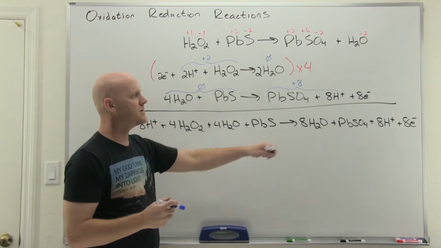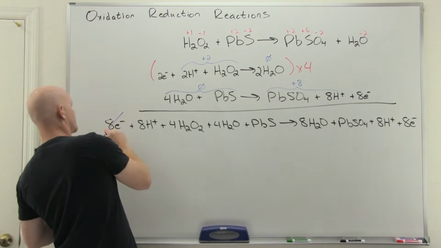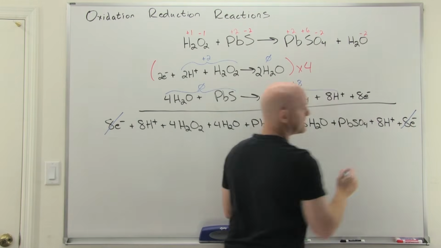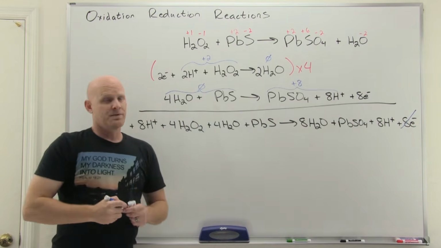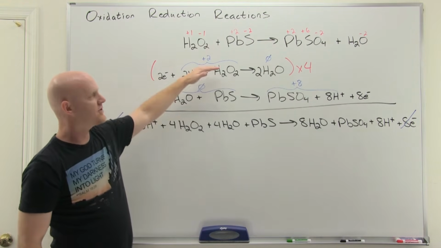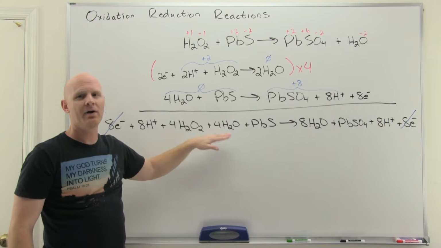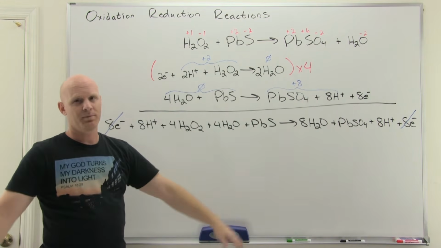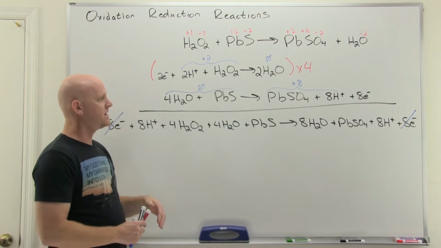So anything that's in common on both sides should cancel. And so those electrons are definitely gone. If you've balanced it properly up to this step, they should always cancel out. So in a half reaction, you're going to have electrons, but in any properly balanced complete reaction, there should never be any electrons. They should have already canceled out of the process.